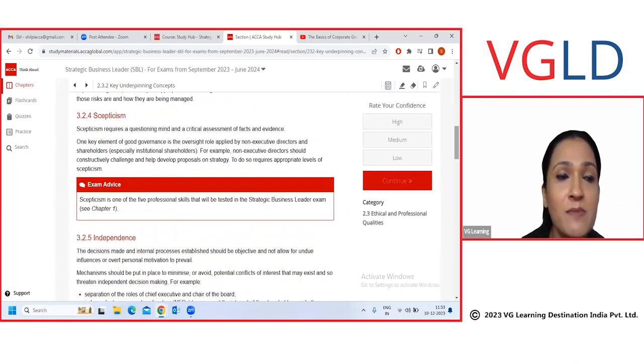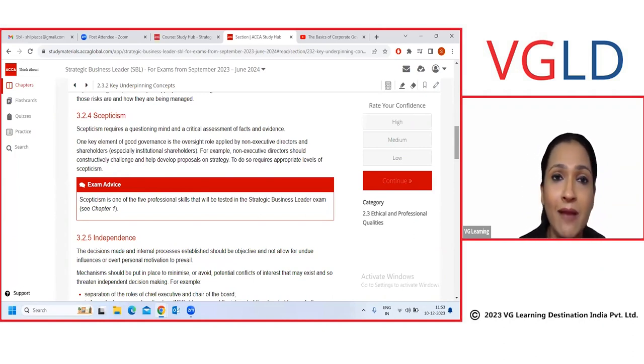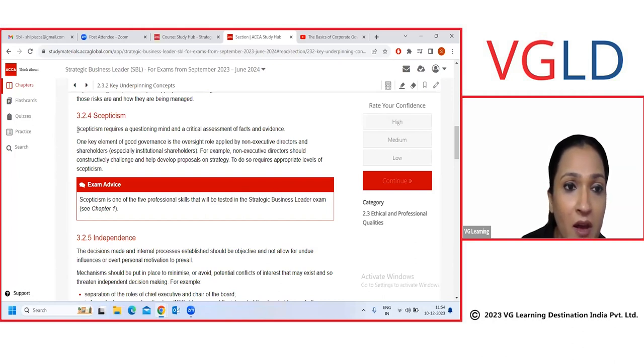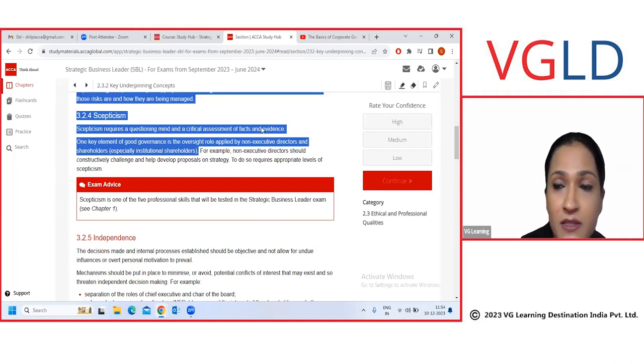Then you have skepticism. Skepticism requires a questioning mind at all times. Skepticism is so important that it's even a professional skill that you need to inculcate as a strategic business leader. So obviously, as a business head, you cannot go ahead without having a skeptical mind, without questioning: is this the right thing? Are these the right facts being stated or not? So yes, you definitely require skepticism as part of your good governance.